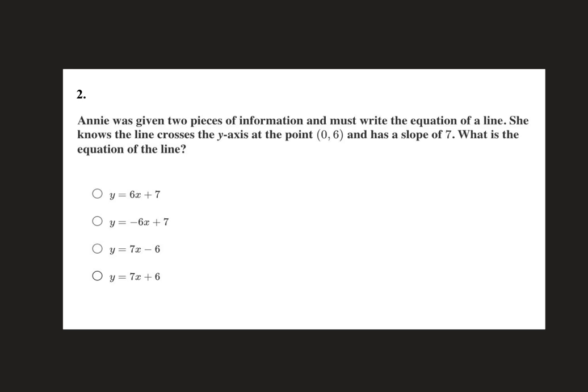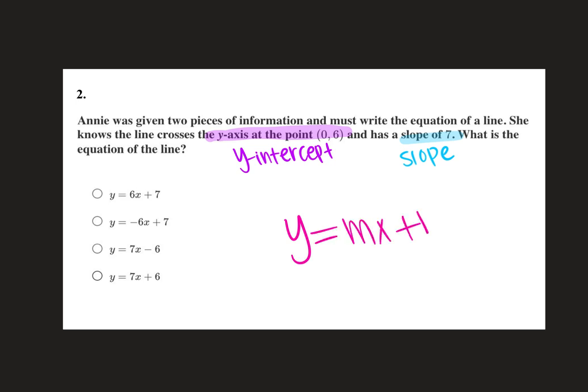Annie was given 2 pieces of information and must write the equation of a line. She knows the line crosses the y-axis at the point (0, 6) and has a slope of 7. What is the equation of the line? If it crosses the y-axis there, I know that is the y-intercept. Y-intercept is wherever it crosses the y-axis. If it has a slope of 7, then I know that's the slope. Just like the last problem, you should have plugged your slope into y equals mx plus b along with your y-intercept. I know slope is m, y-intercept is b. Choose the answer that does that.